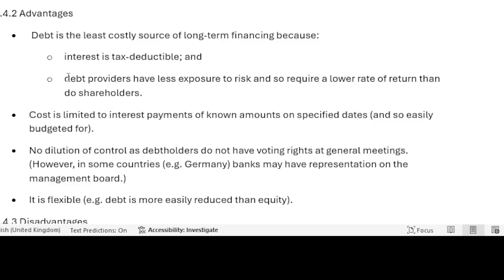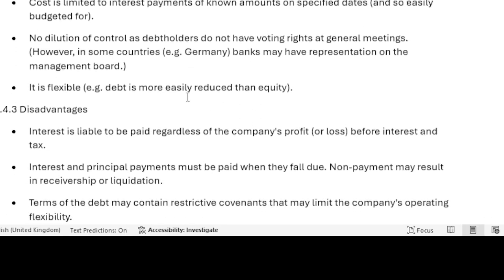And it also helps that debt providers usually provide us with a lower rate of return, which is different when we have shareholders, or if we choose to issue shares to be able to raise finance.